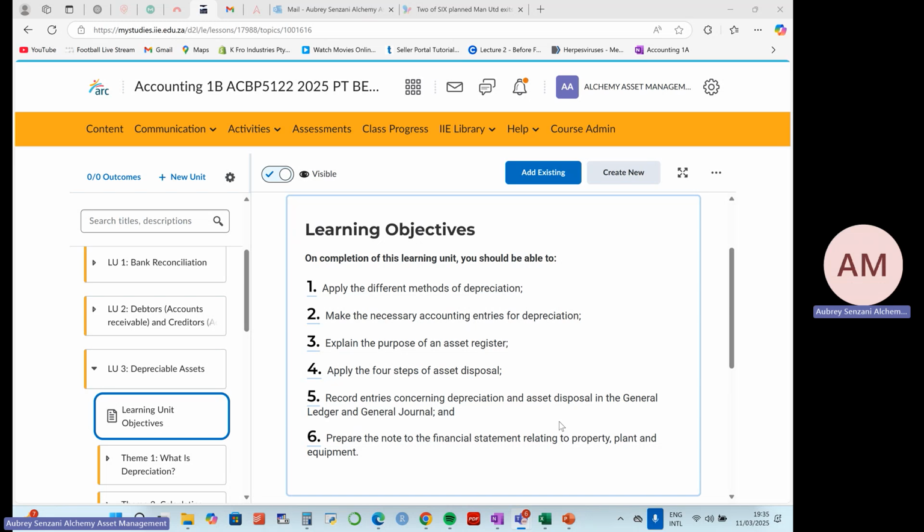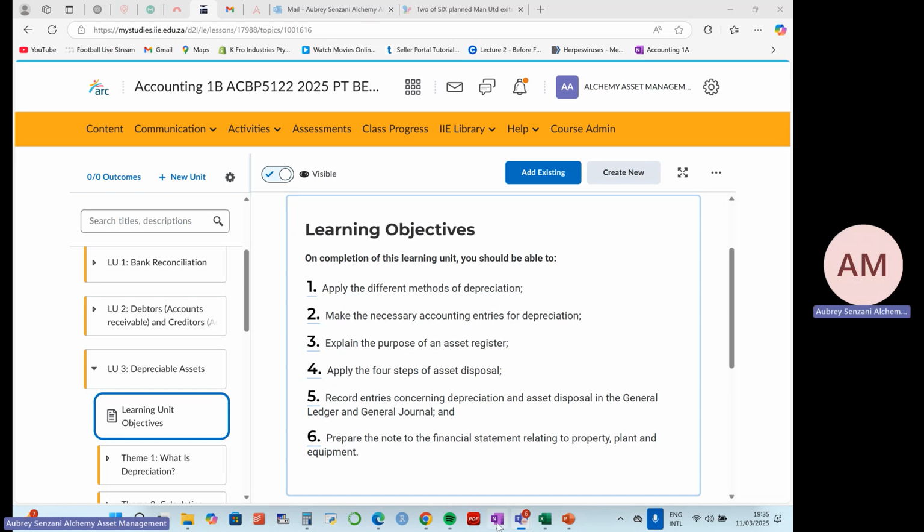And finally, number six, prepare the note to the financial statement relating to property, plant, and equipment, which we will not see today, but we will save for next week. Can you believe it? All right. So those are our objectives.